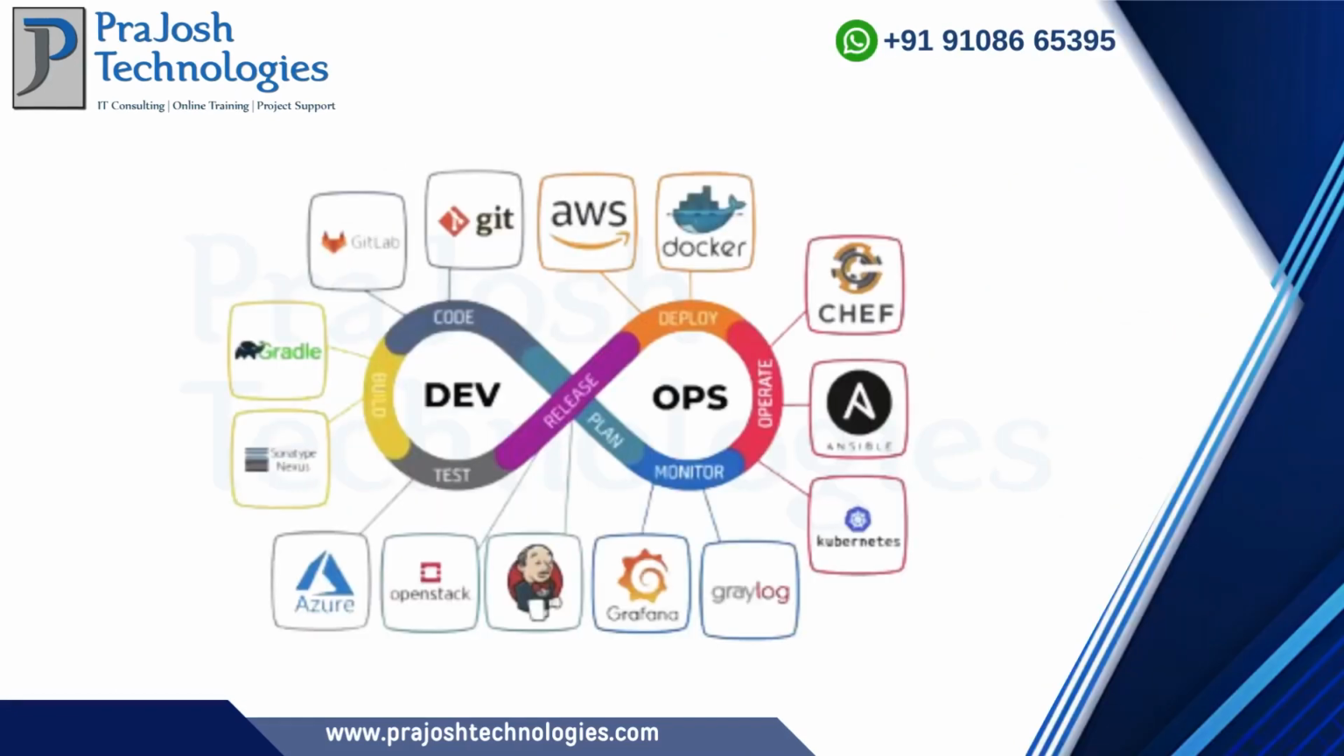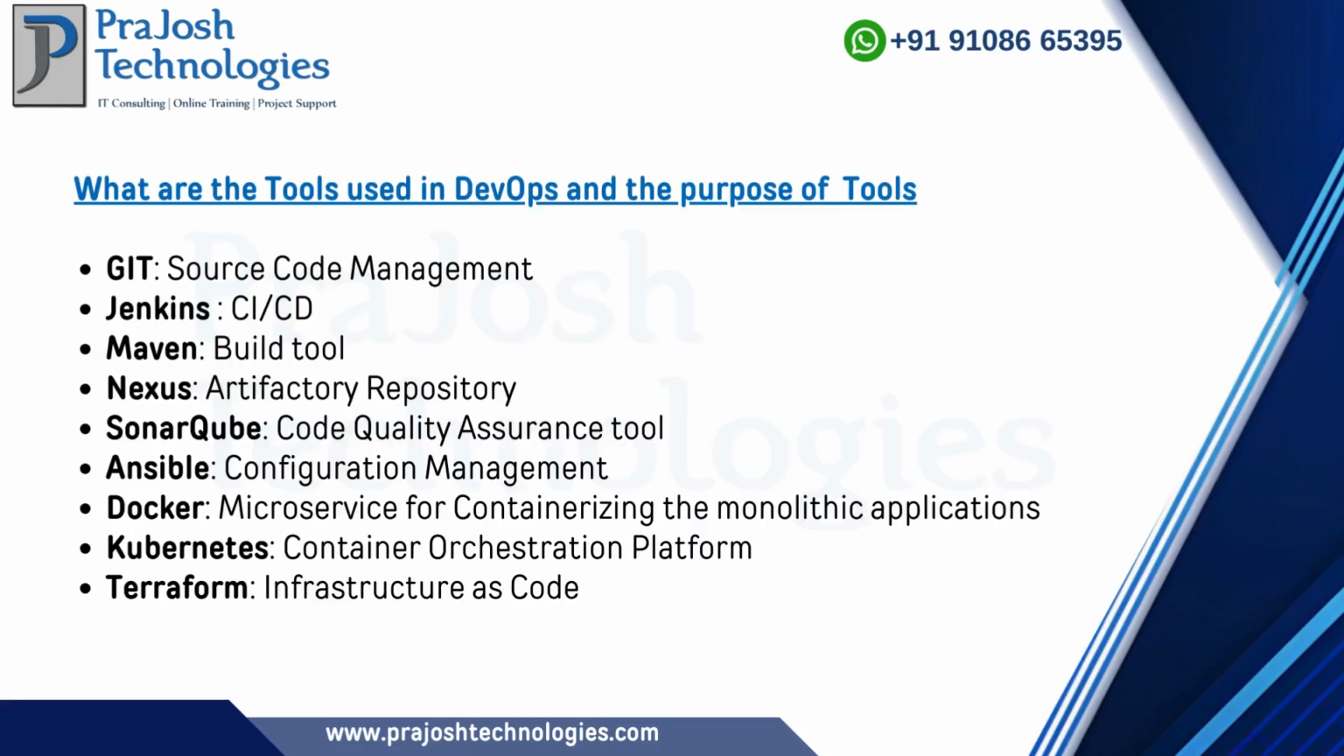So now I'll quickly cover the course content that we are going to have as part of our DevOps course. As I said, the course content would be Git for source code management, Jenkins for continuous integration and continuous delivery, Maven for a build tool, Nexus would be an artifact repository, SonarQube is for code quality and assurance tool, Ansible for configuration management, Docker would be a microservice for containerizing the monolithic applications, Kubernetes for container orchestration, and Terraform would be the infrastructure as code. So this is the course content.